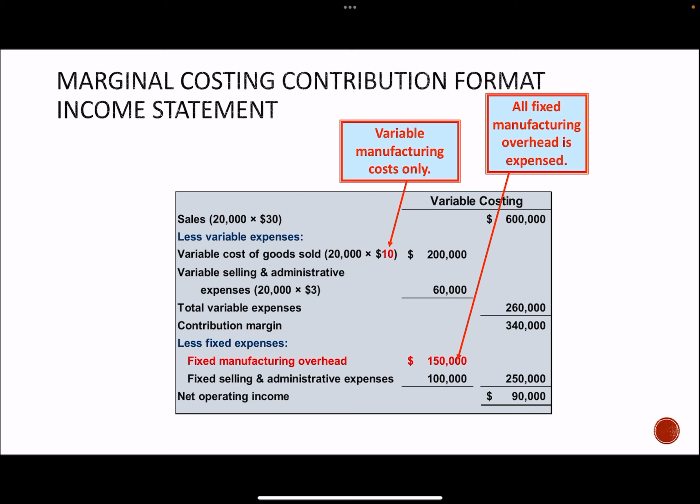Why? Because we need something called a contribution margin. So the contribution margin here in this case would be sales minus variable cost of goods sold, and variable selling and administrative expenses. Then we get a contribution margin which is 340. If you deduct the fixed expenses, whether it's fixed manufacturing overhead or fixed selling and administrative, you will reach a net operating profit which is 90,000.